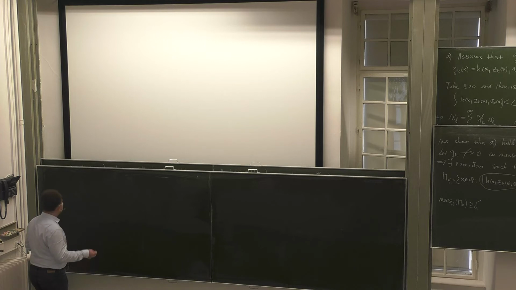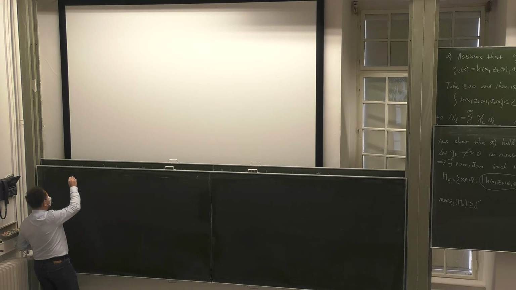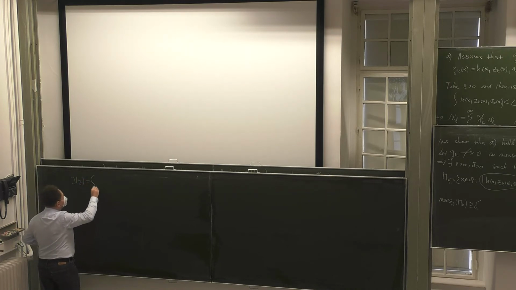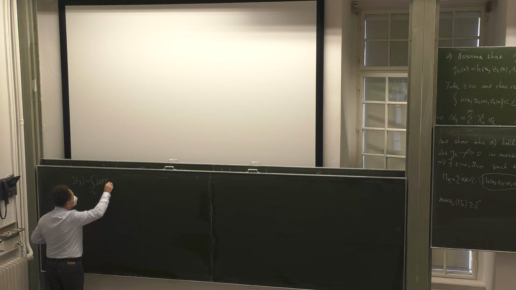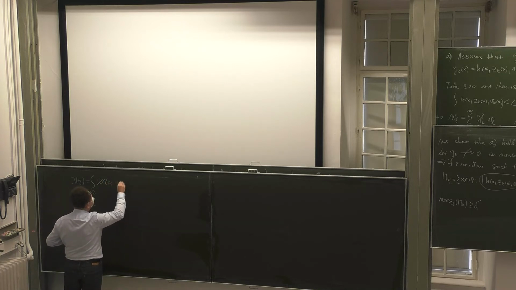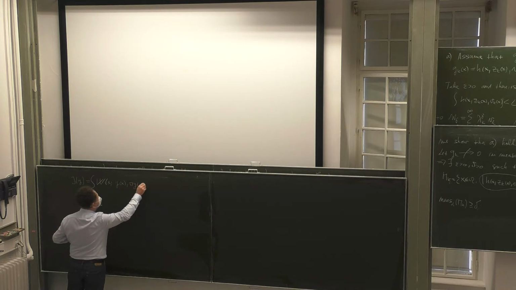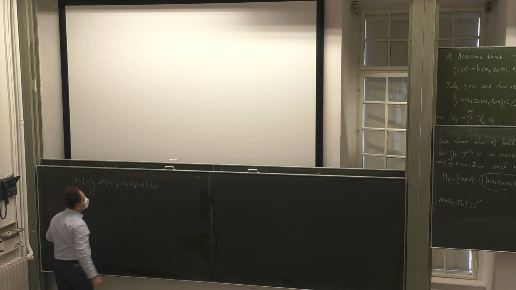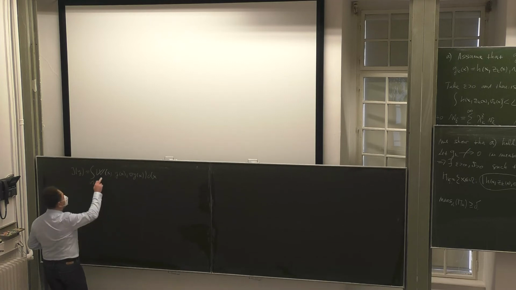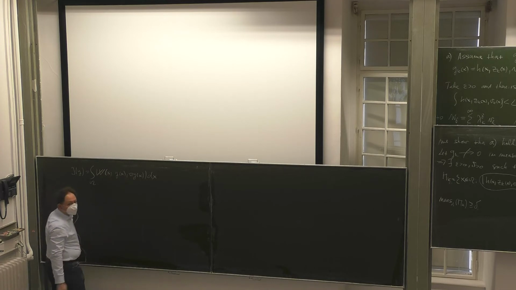So a typical application you can have in mind, and you can use this kind of proposition, is the following. So you have J of y, and this will be the integral over omega of W of x, y of x, gradient y of x, dx. And this is a function which will be measurable here and continuous in those two.